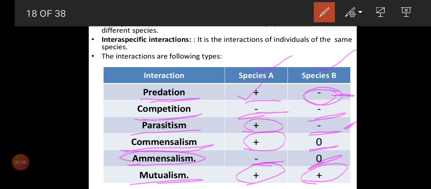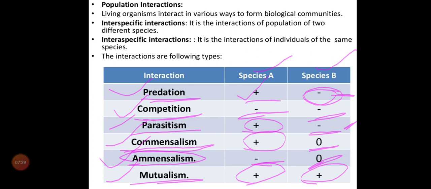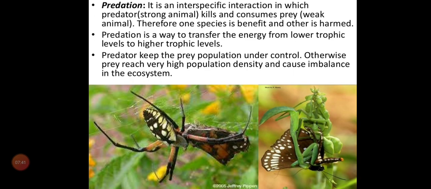Both have a plus symbol. So we now know what population interactions are: interspecific and intraspecific, and the types: predation, competition, parasitism, commensalism, amensalism, and mutualism. We'll see them in detail one by one. First we'll see predation.